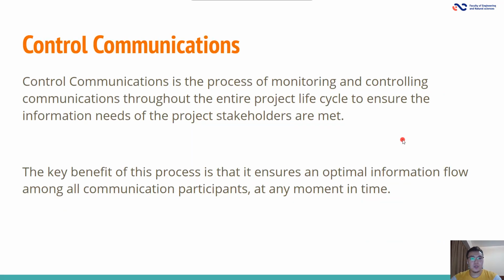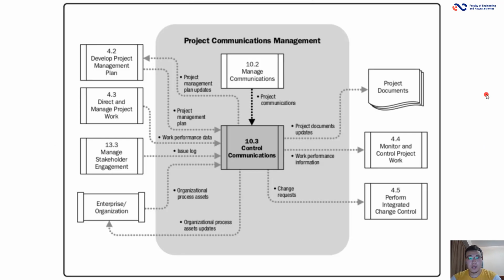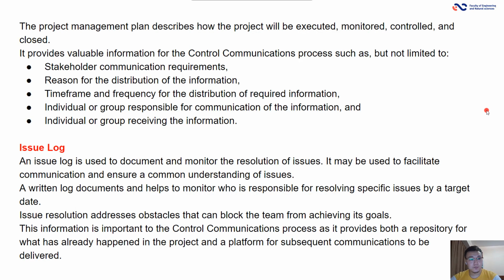Control communications is the process of monitoring and controlling communications throughout the entire project life cycle to ensure the information needs of the project stakeholders are met. The key benefit of this process is that it ensures an optimal information flow among all communication participants at any moment in time. As we mentioned before, here are the inputs, tools and techniques, and outputs. It's a diagram of control communications.